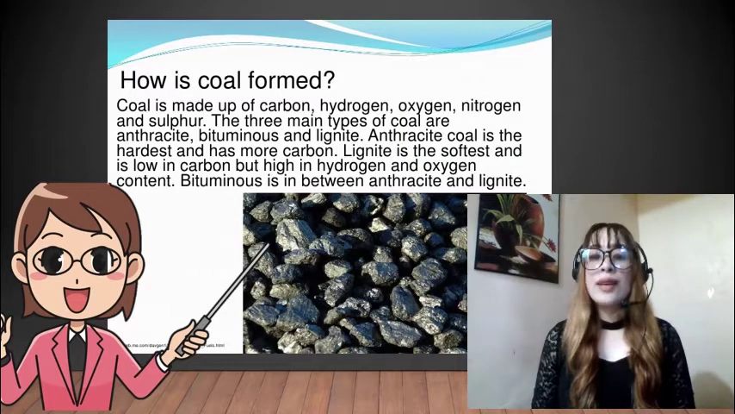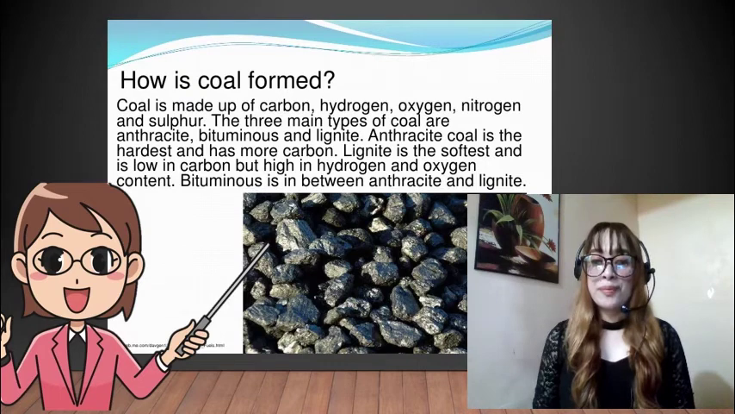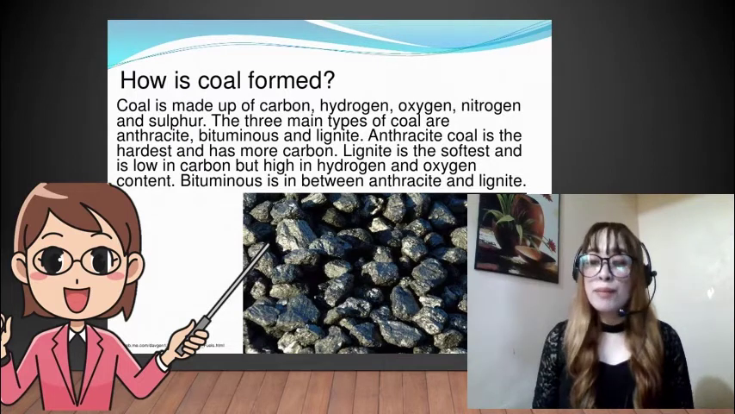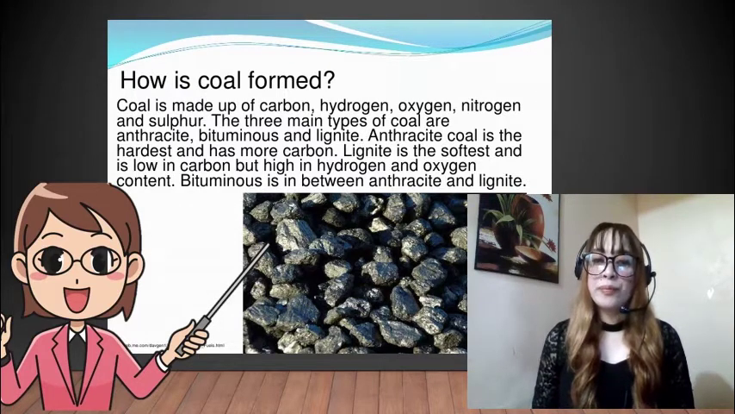So how is coal formed? Coal is composed of the different elements of carbon, hydrogen, oxygen, nitrogen, and sulfur. There are three types of coal. The first one is anthracite, which is composed of more carbon. That is why it is the hardest among the three.